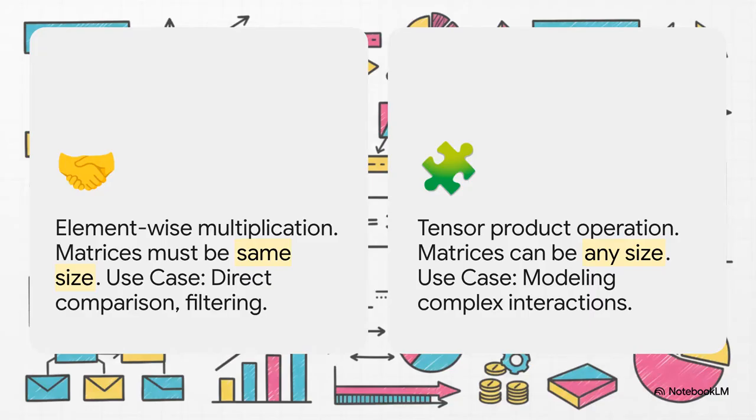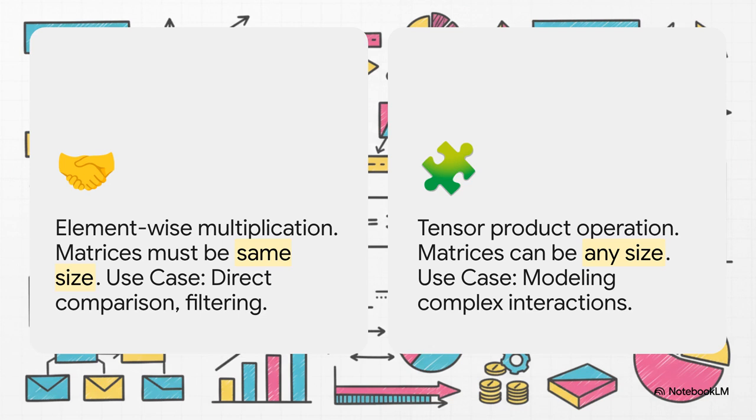So when it comes to combining matrices, there are actually several different operations we could choose from. But for our specific problem, think about what we need. We need a direct, one-to-one comparison, right? We want to compare the sales of alpha in the north directly with the costs of alpha in the north.